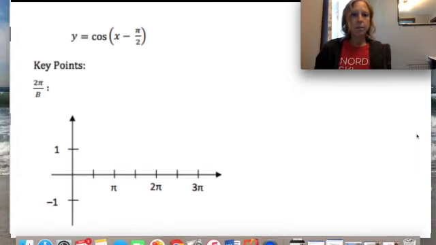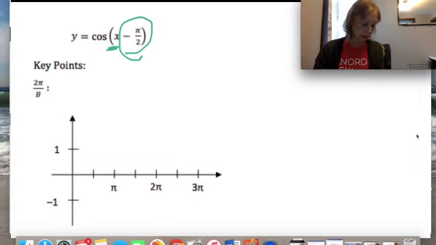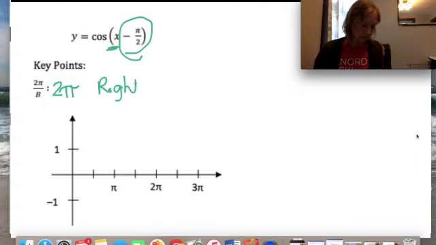Cosine of x minus pi over 2. So we're looking at cosine. I don't see an amplitude change, so I know it's going to go from +1 to -1. I do not see a number in front of the x being a multiplier, so I know that my period is just going to stay 2 pi. The only thing I see is this right here. That's a horizontal shift. Remember, we call that a phase shift. That's our vocabulary term for that. So my period is going to remain 2 pi, and my phase shift is going to go right pi over 2.